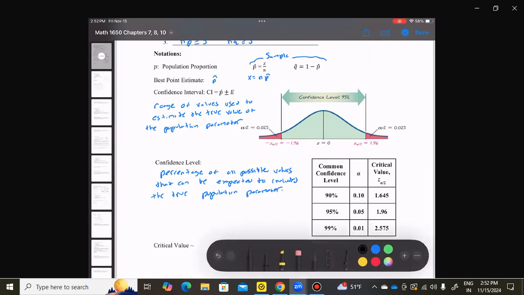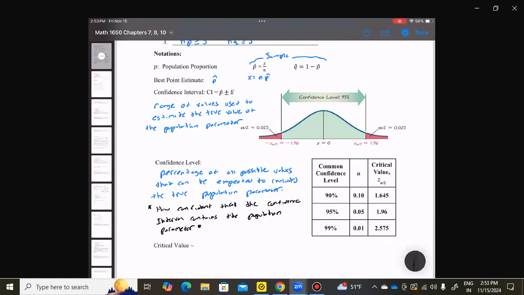It's another way of saying how confident we are that the confidence interval contains the population parameter. Think of it this way: if you say your interval is from 0 to 100%, the proportion somewhere between 0 and 100%, you can say you're 100% confident that's between 0 and 100, including 0 and 100, because it has to be. If you were to say the population proportion is 35%, well, you're going to be 0 confident because you're only using one value, and chances are it's not exactly that value.